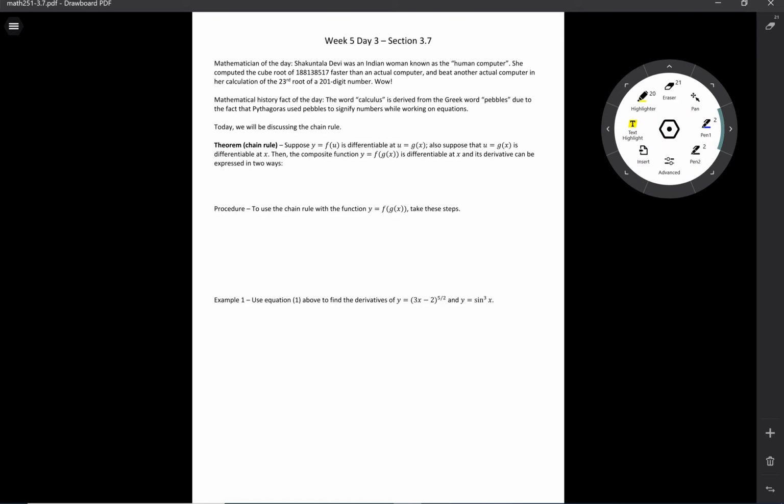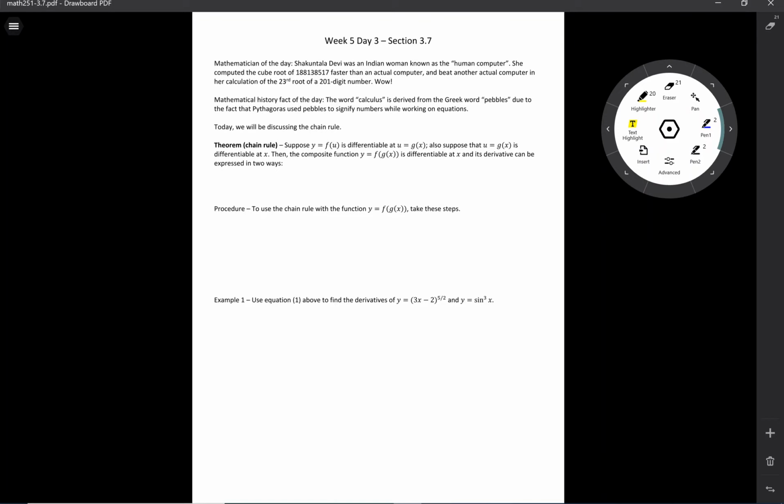First of all, though, our mathematician of the day is Shakuntala Devi, who was an Indian woman known as the human computer. She computed the cube root of this super long number faster than an actual computer and beat another actual computer in her calculation of the 23rd root of a 201 digit number. That is amazing. Wow. And did you know that the word calculus is derived from the Greek word pebbles due to the fact that Pythagoras used pebbles to signify numbers while working on equations? I am definitely glad we don't have to use pebbles anymore.